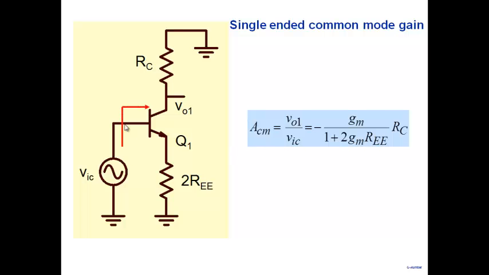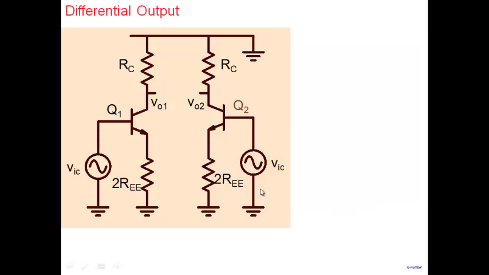What is the resistance looking from here? Common mode resistance here. We know that it will be R pi plus 1 plus beta times 2RE here. So we can write that as such. So that's the common mode resistance here.